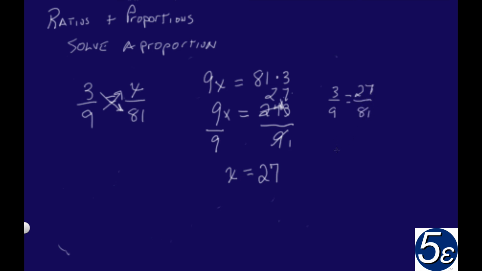And we can easily do the check and say that 81 times 3 is equal to 243. And we can do 27 by 9 equals 243. And we have checked and verified how to solve this.